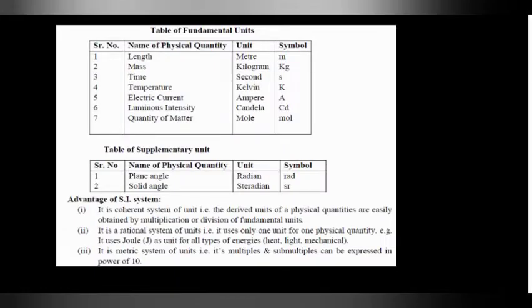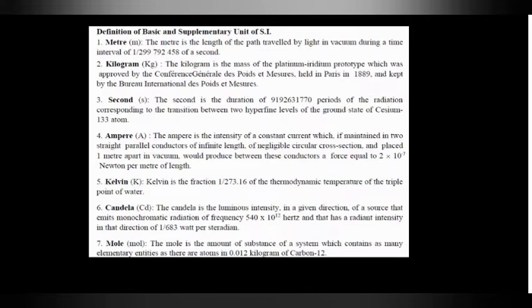Here, 1 meter. You have to define the 1 meter. So 1 meter is the length of the path travelled by light in vacuum during a time interval of this much. Actually, you don't want to remember that, but there is a certain exact definition in physics books. You don't want to remember it, right?